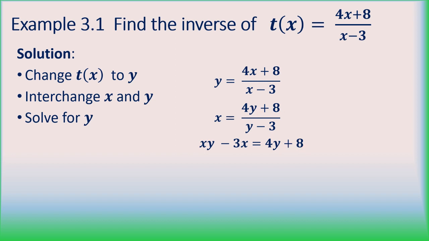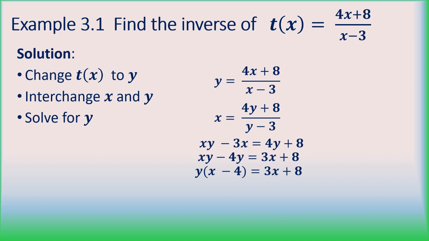And then again, we isolate y. So we will be transferring the variables y to the other side. So we have here xy, we bring it down here. Positive 4y, we move it to the left, so it becomes negative 4y. And then negative 3x becomes positive at the right side, and we bring down 8 here. Okay, and then factoring out y here, okay, we have y times x minus 4. This one remains here, 3x plus 8.